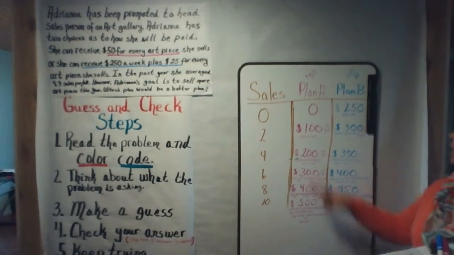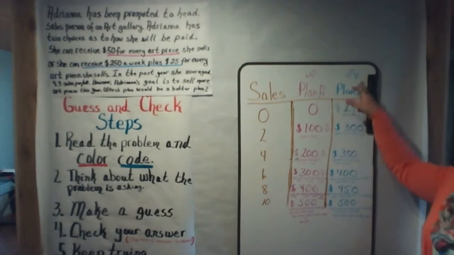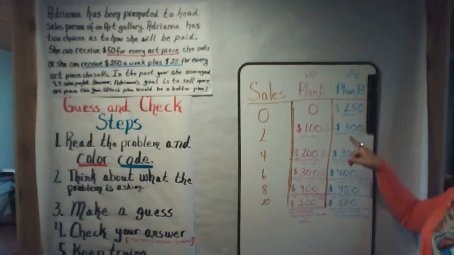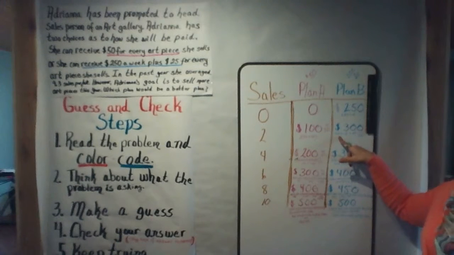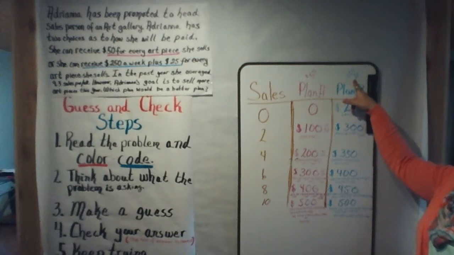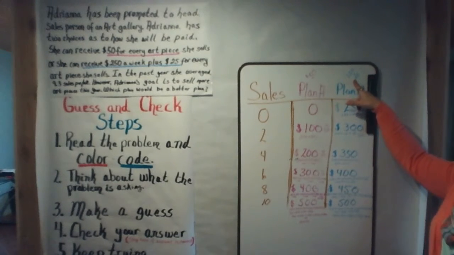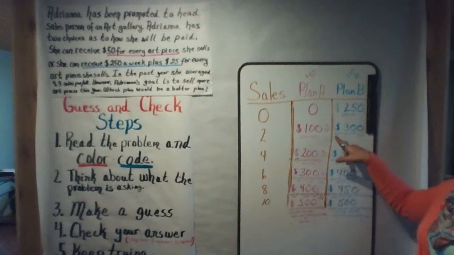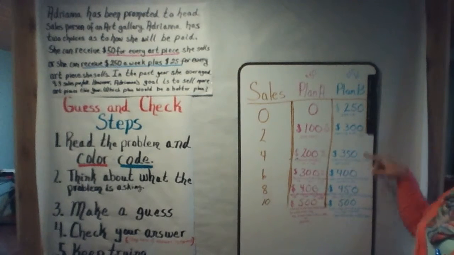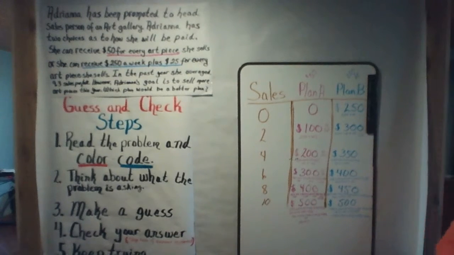Okay. So on plan B, if she sells 2, she's going to get the $250, but she's also going to get $25 per art piece. So you would do the 250 plus the 25 plus the 25, which would equal 300.